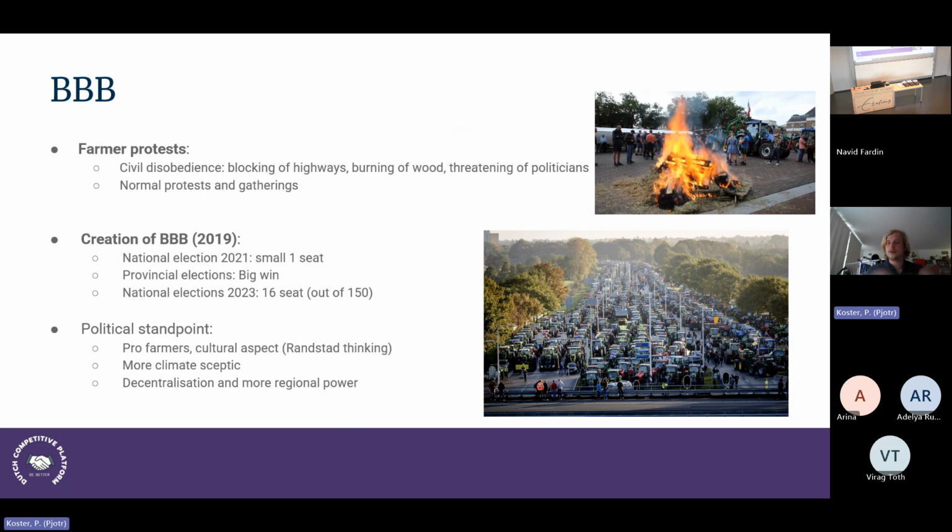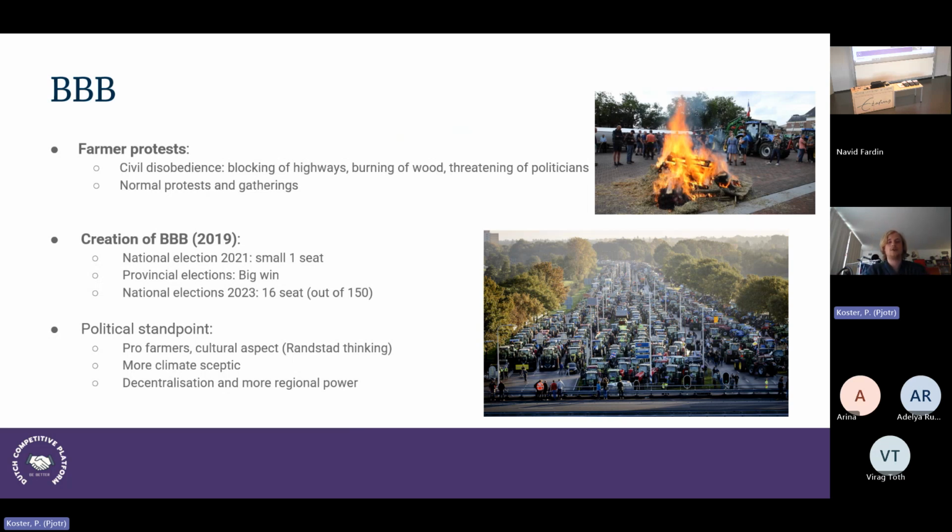You could frame this as legit, you could frame this as illegit, but basically there was civil disobedience. They blocked, for example, highways, they burned wood in central places, they threatened politicians, and there was a lot of violence happening. First they went to provincial places and threatened provincial governments, and then the governments basically said, the plans that the central government gave us, we're not going to do them. We're going to change them.